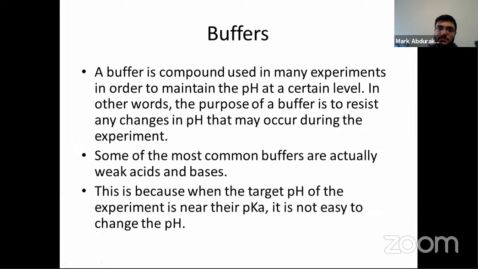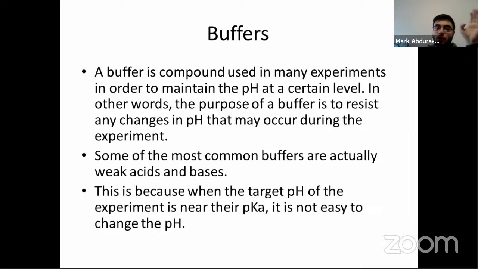Buffers. I'm sure if you've taken bio lab or even chemistry lab, you've used buffers before, buffer solutions. A buffer is a compound used in many experiments in order to maintain the pH of the experimental solution at a certain level. In other words, the purpose of a buffer is to resist any changes in pH that may occur during the experiment. During the experiment, you may make a little bit of acid or a little bit of base as a byproduct, and that would change the pH, which would alter your experiment. You want to keep the pH constant, so you would have a buffer to prevent those changes, to halt them.